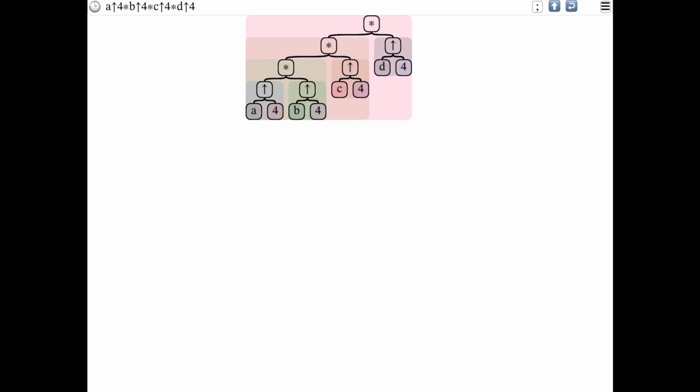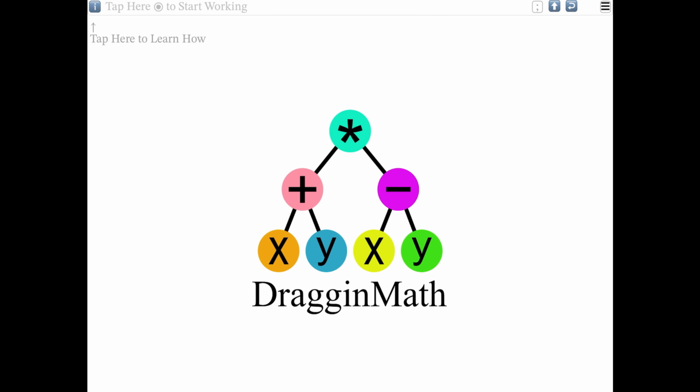This isn't a DragginMath design feature. This is math doing what math does when you know how to use it. DragginMath makes the structure of math visible, so you can more easily see and do things like this. That's all for now.